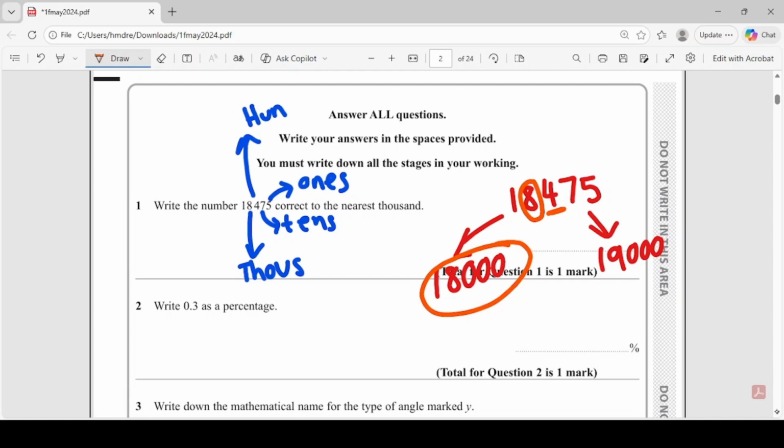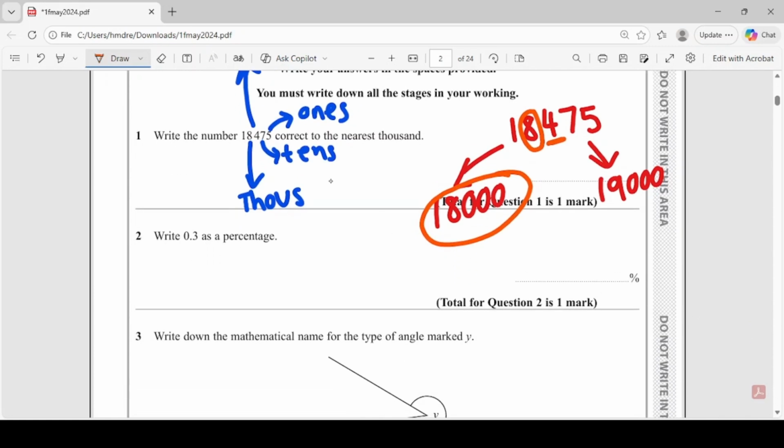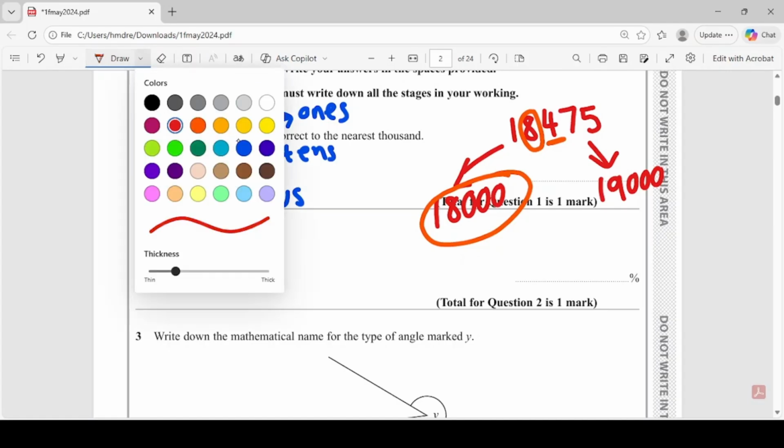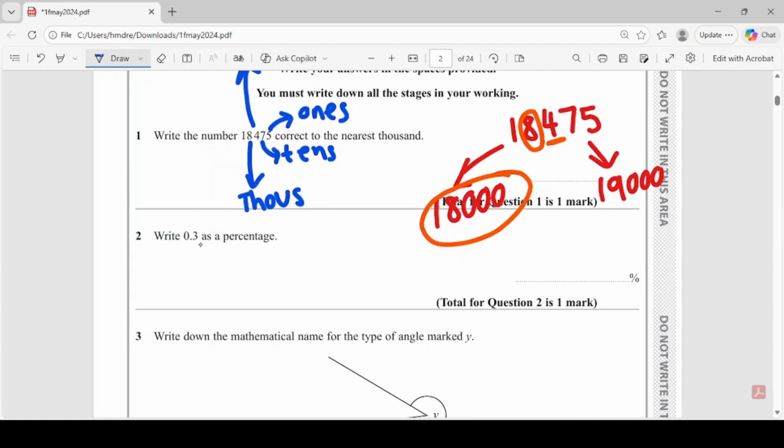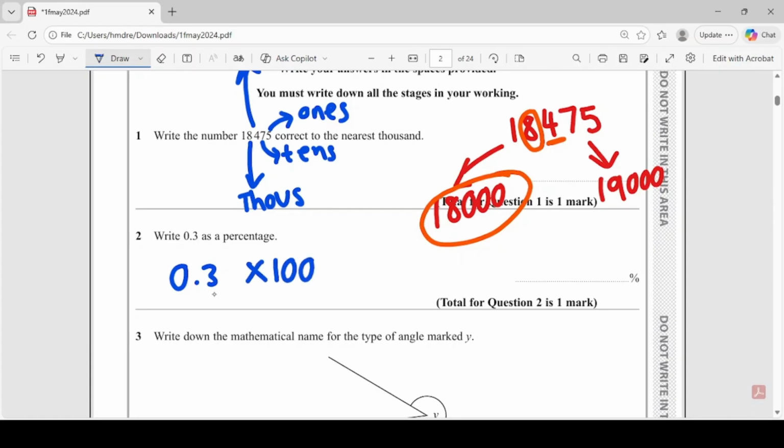Question 2 is write 0.3 as a percentage. So if you want something as a percentage, that percentage is your clue. You always have to then times it by 100. So 0.3, we are going to times it by 100. Obviously, we don't have a calculator here, but if we're going to times something by 100, we can also just move the decimal. So I'm going to move the decimal place 2 spaces, 1, 2, which means it's going to end up being 30%.